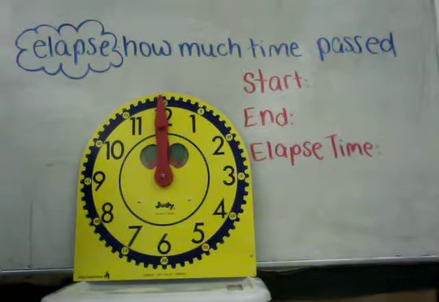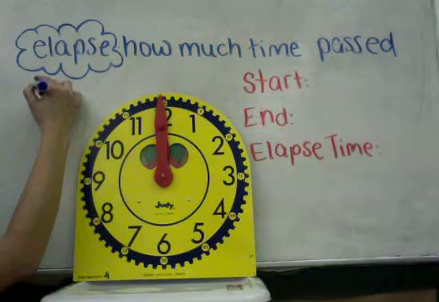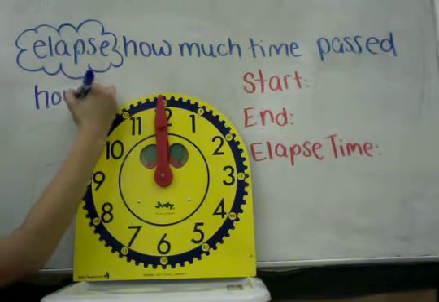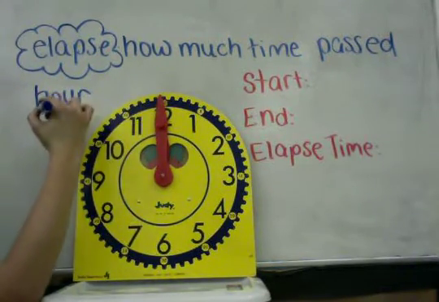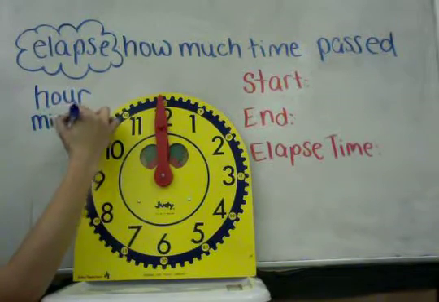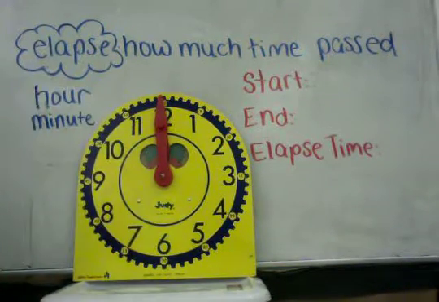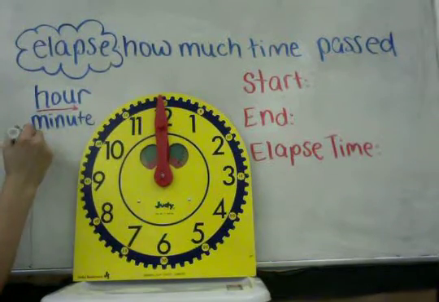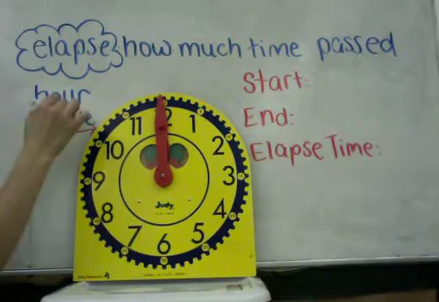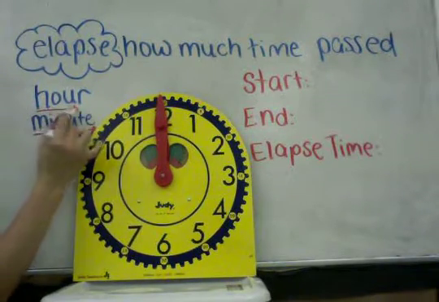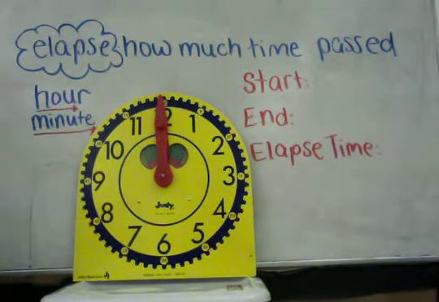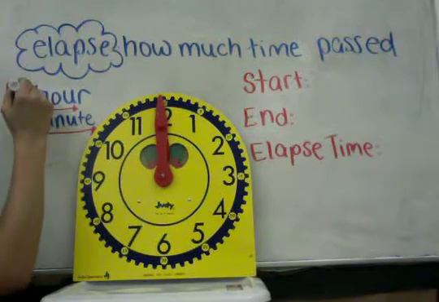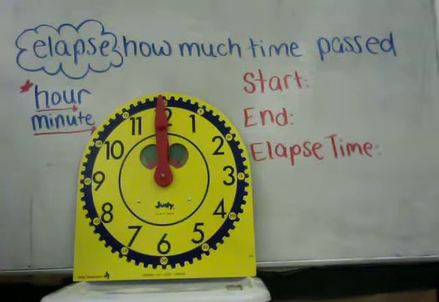And what we want to get started with is remembering which hands we are working with. Remember that trick that I taught you yesterday? If we were to write out the word hour and write out the word minute, our hour hand is shorter than our minute hand, because the word hour is shorter than the word minute. And remember, we're going to be starting with our hour hands.